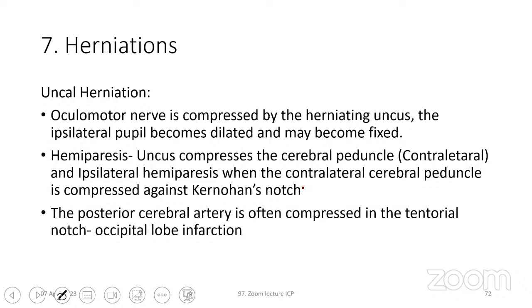In uncal herniation, the oculomotor nerve is compressed by the herniating uncus, and the ipsilateral pupil becomes dilated and may become fixed. So a third cranial nerve palsy with pupillary dilatation is a surgical pupil. Hemiparesis: the uncus can compress the contralateral cerebral peduncle against Kernohan's notch, and there will be ipsilateral hemiparesis. Here also there is secondary recruitment of the posterior cerebral artery, which is often compressed in the tentorial notch, and occipital lobe infarction can happen.